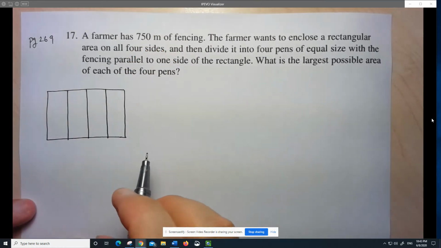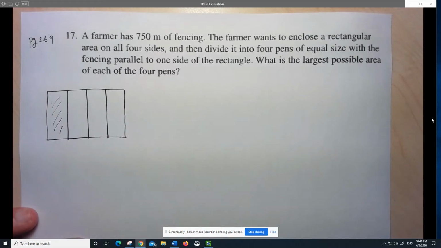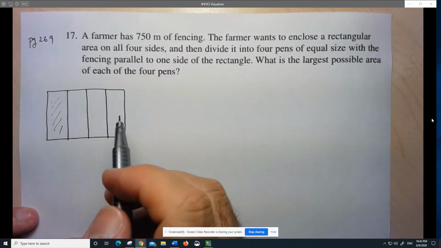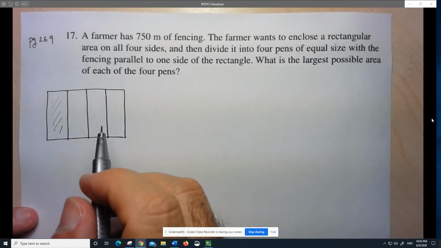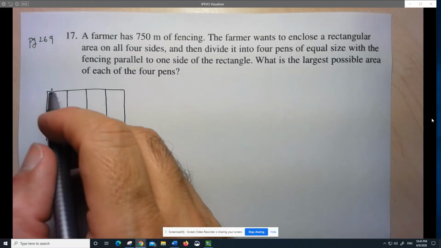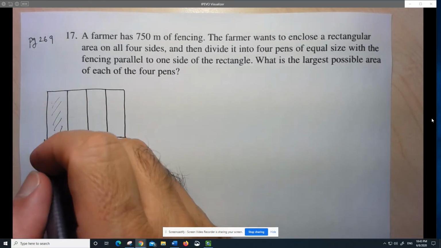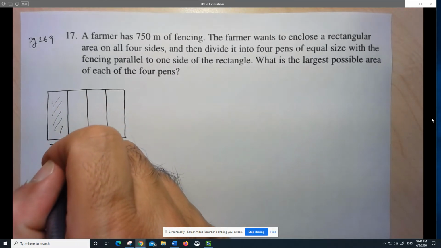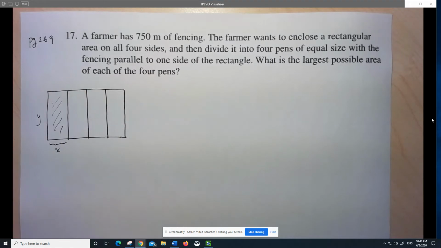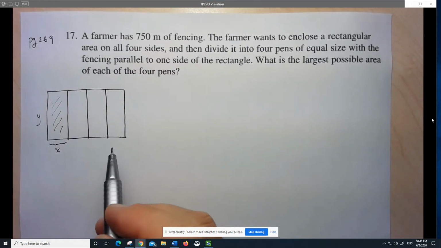Okay, and they want the maximum area for any one of these individual pens, and the constraint that we have is that we have to use exactly 750 meters of fencing. Okay, so in terms of what I label as a variable, since I'm looking for the area of one of these individual pens, I might as well call this little bit x, and then that'll be y. Instead of calling this whole side length x, I could have done that too.